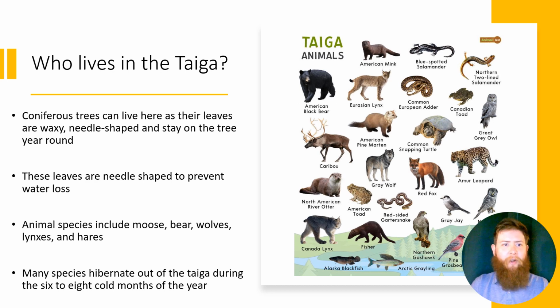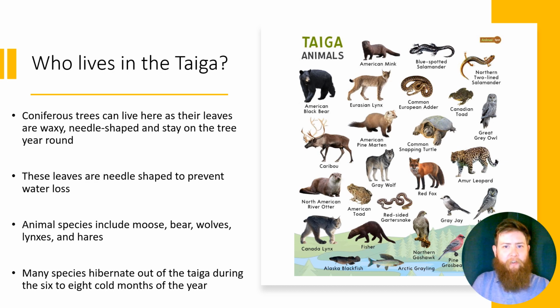Lots of organisms call the taiga home. We have coniferous trees here at the taiga, and they have those waxy, needle-shaped leaves that stay on the tree year-round. The reason that they're shaped like needles is to prevent water loss. That wax is also to prevent water loss. Some animal species that enjoy these areas are things like moose, bear, wolves, caribou, lynxes, hares, river otters, some fish, some goshawks, spotted salamanders, minks.